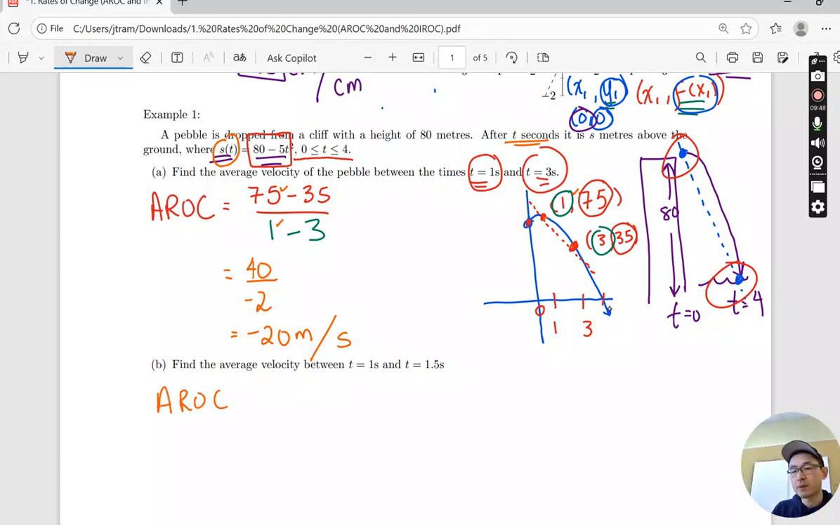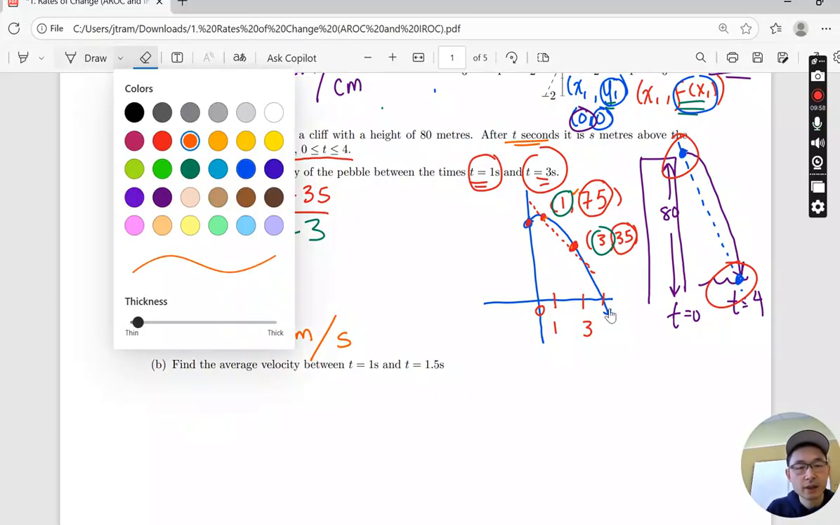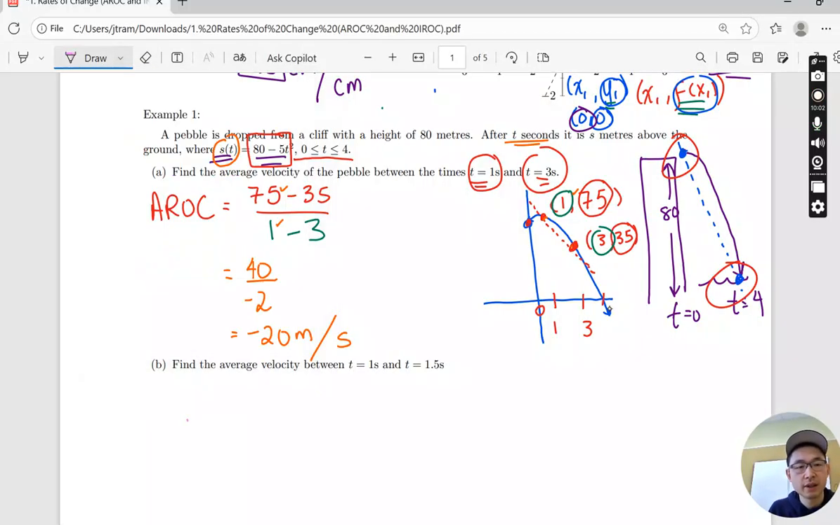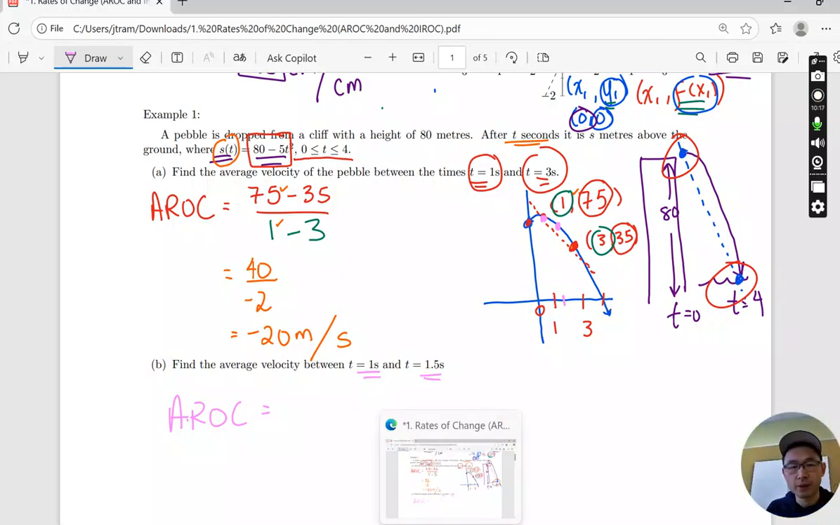For part B, it's pretty much the same thing. Find the average velocity between t equals 1 and t equals 1.5. Let's use a different color, pink. So our average rate of change would be between 1 and 1.5, somewhere here. Now we're trying to find the rate of change between those 2 points.